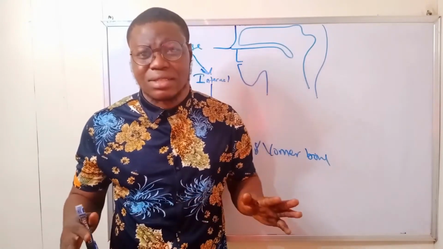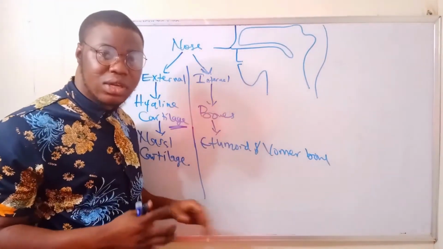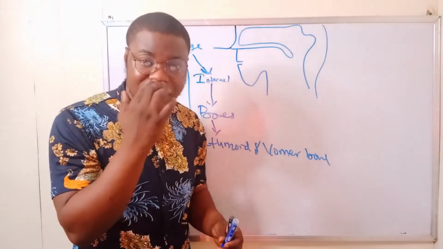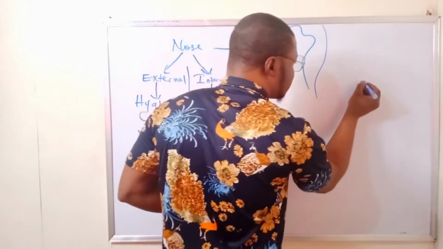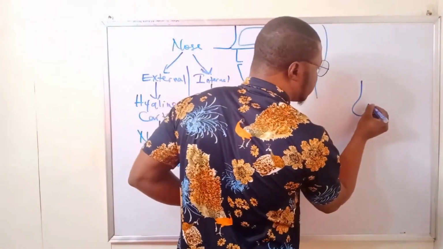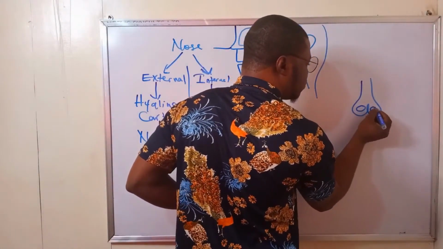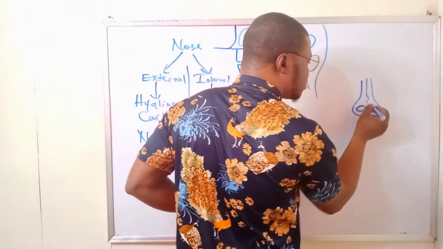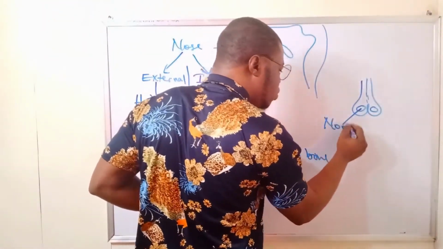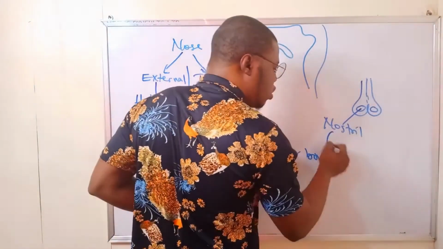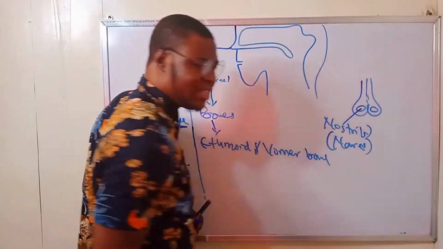As simple as that. Now, let's take a look at some other structures of this nose. If you notice, your nose is divided into two openings. So, this is what the nose looks like. We have a hole here. This hole is called a nostril, or you can also call it a naris. So, for plural, nostrils or nares.